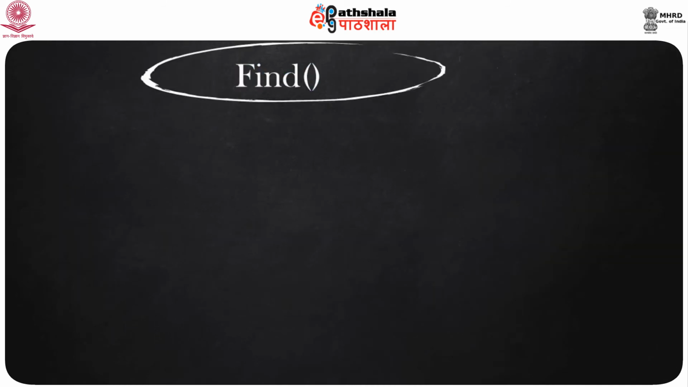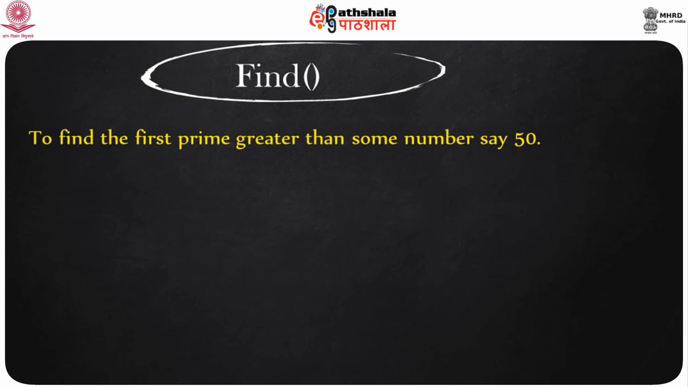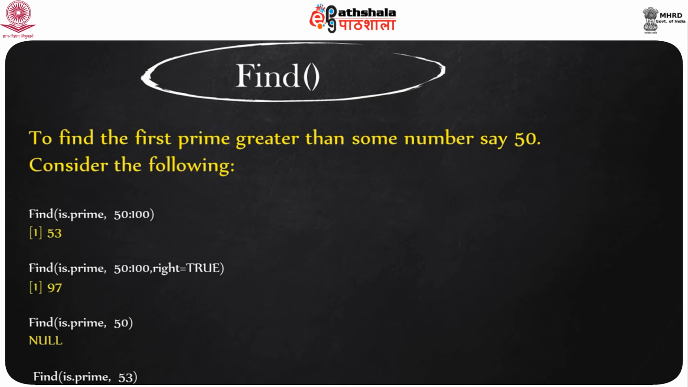Now let us consider another example. Suppose we want to find the prime number greater than some number, say 50. Then what do we do? Remember, we have the is.prime function that was just defined a while ago. Use this along with the find function. So let us see what happens. Now if we put the function is.prime and numbers 50 to 100 within the find function, then the output will be 53. So what actually is happening here?